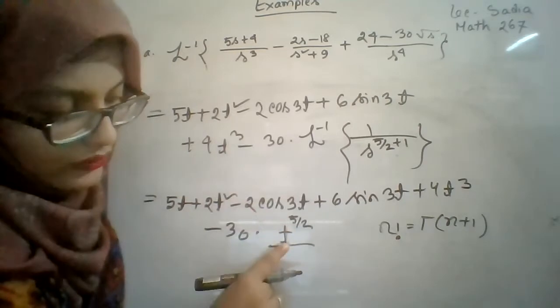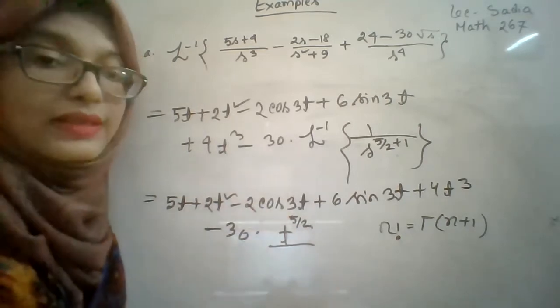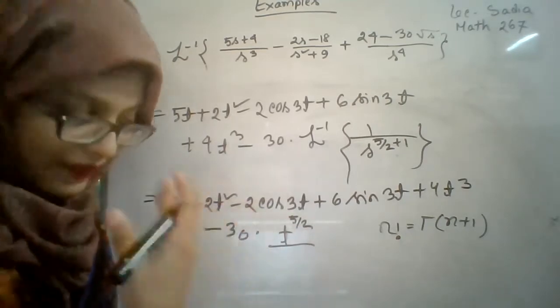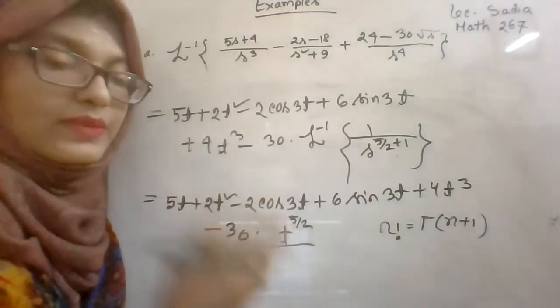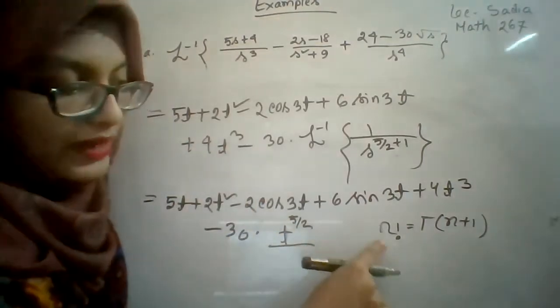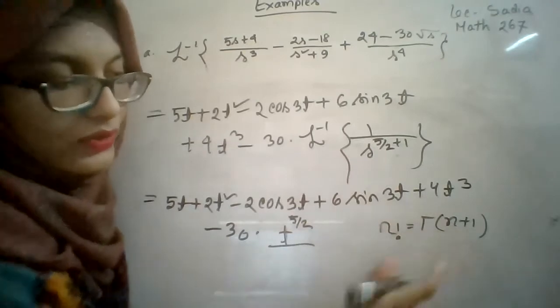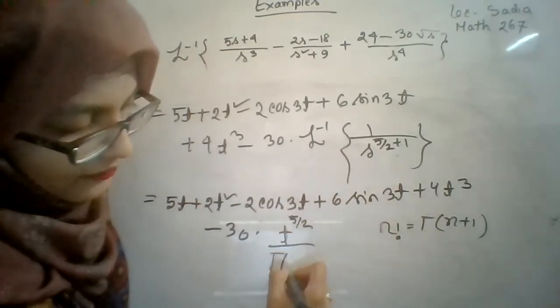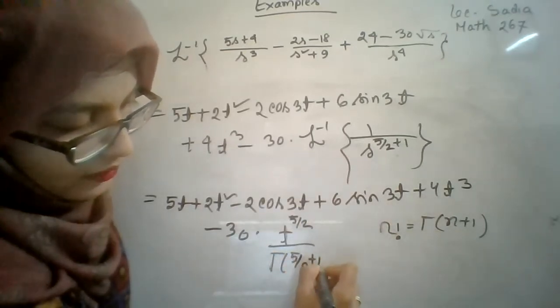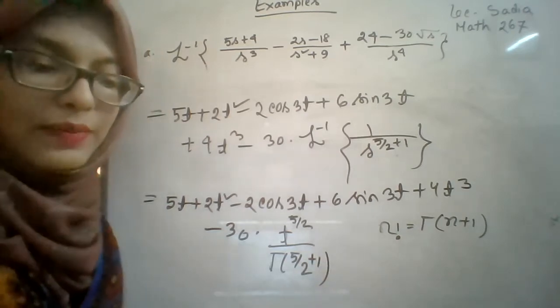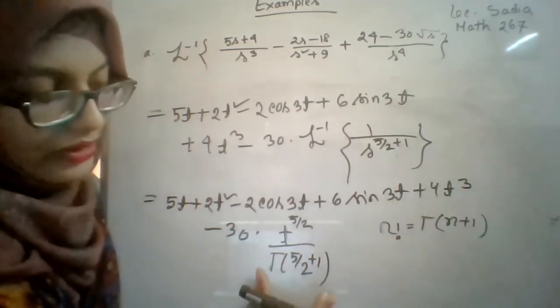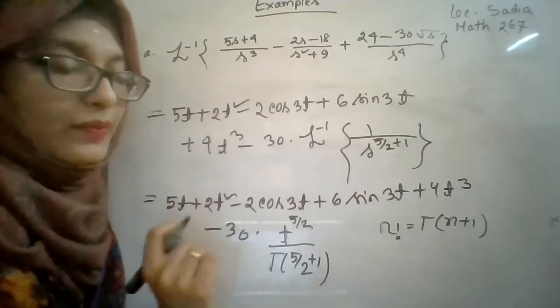Here, according to our formula, it will be 5 by 2 factorial, but finding the factorial of a fraction is not possible. That's why we will convert 5 by 2 factorial to gamma 5 by 2 plus 1. Now you have to find the value of gamma 5 by 2 plus 1.